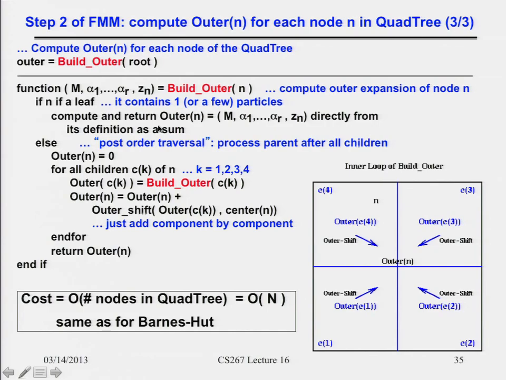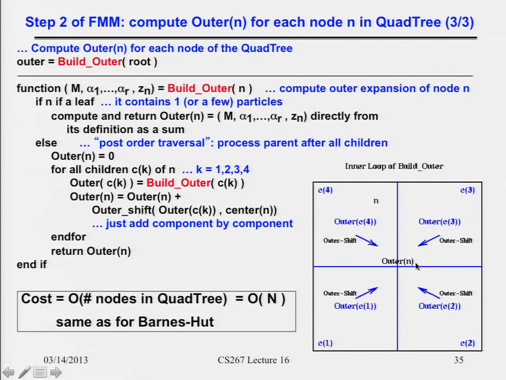Okay. So otherwise, if I am somewhere in the middle of the tree, then I'm going to do a post-order traversal. That means I say, I don't know my outer expansion, so I'm going to ask my children each to build one. So for each of my four children, I'll call the subroutine recursively and say, please give me the outer expansion for each child, and that will come back. And then I have to add them up. But to add them up, I have to shift them all. So I have these four outer expansions at those four points. I have to shift them all so they're all centered at the origin, and then I can simply add up the coefficients. And so that's all the subroutines I just described, they just get called there. And it's a simple recursive subroutine, and it's post-order traversal. Do the children, and then do myself.